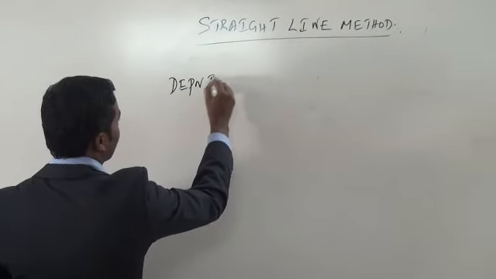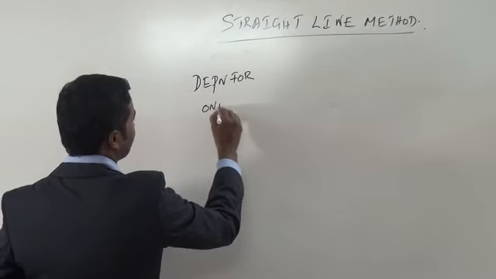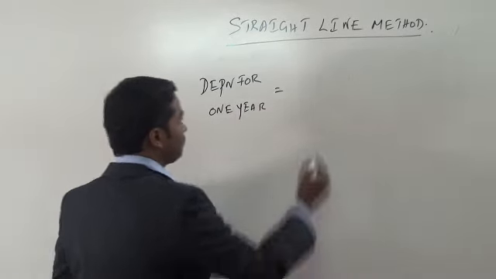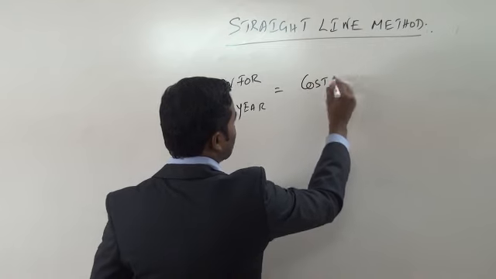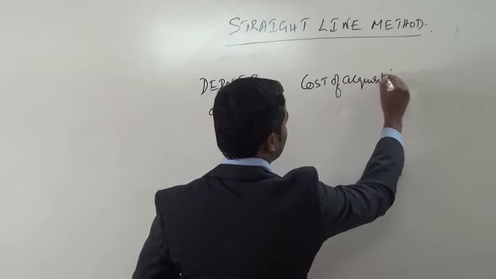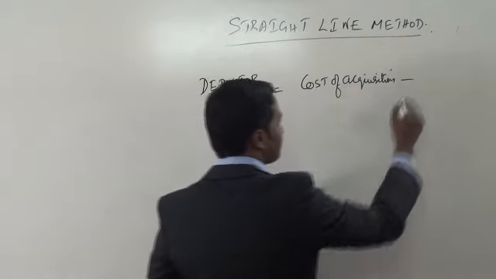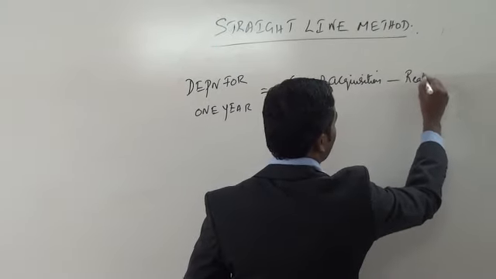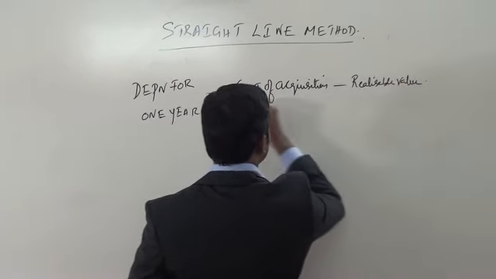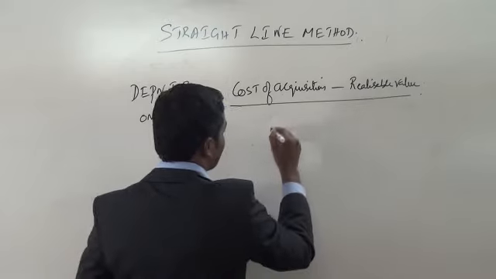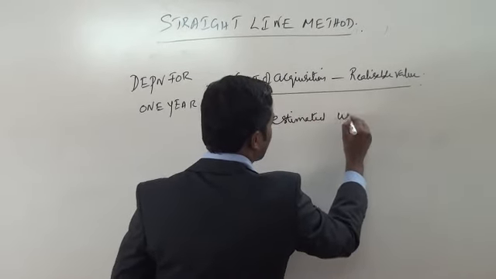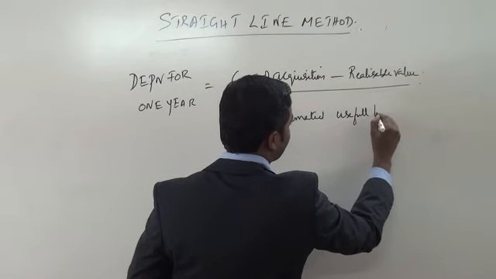Depreciation for 1 year is equal to cost of acquisition minus realizable value, divided by estimated useful life.